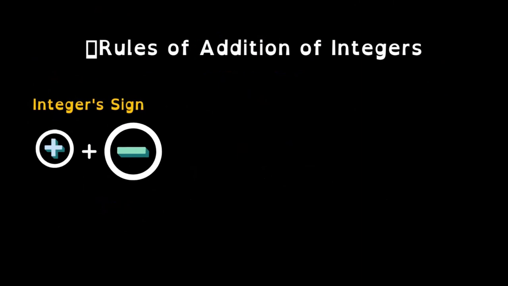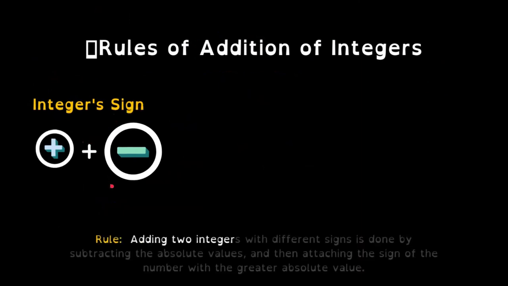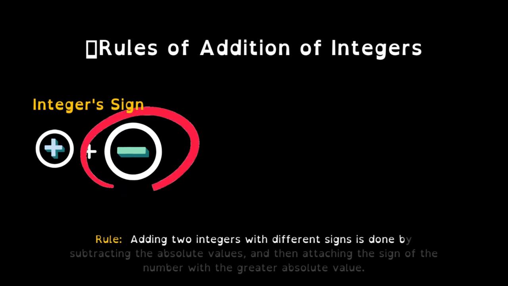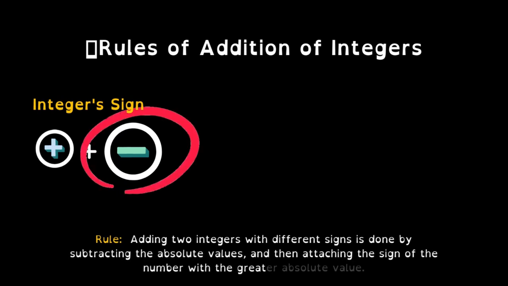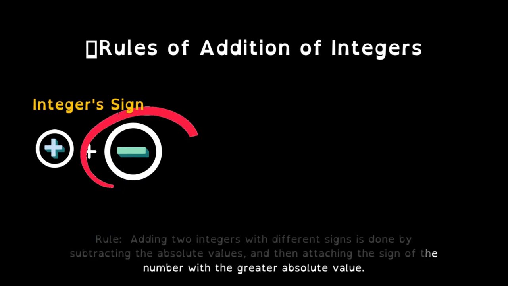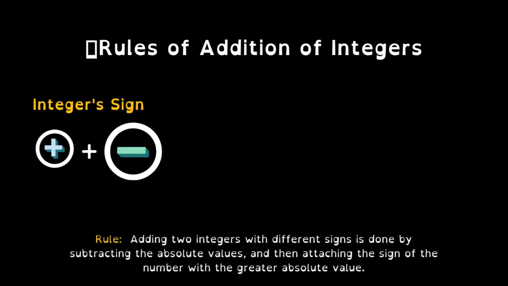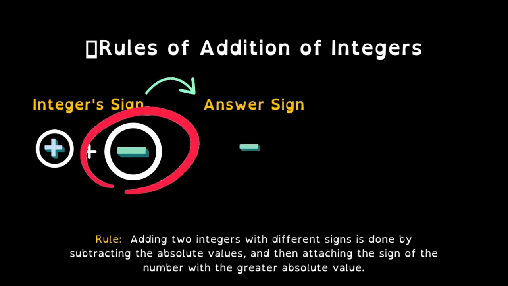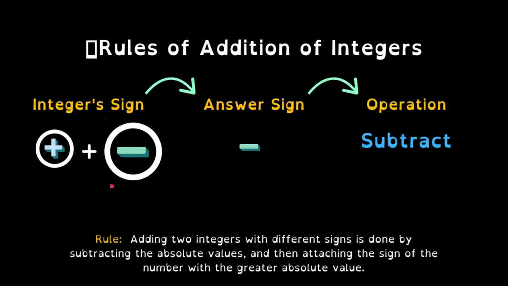And what about the last case? So dito, ang integer sign naman natin ay magkaiba rin. Pero this time, ang mas malaki ay negative integer. Okay? So, iulitin ko lang yung rule, no? Adding two integers with different signs is done by subtracting the absolute values and then attaching the sign of a number with a greater absolute value. So, identify nga natin kung alin ba dito yung greater na absolute value. Anong sign? Yes, that is negative. So the answer sign is negative and the operation na gagamitin natin is subtraction.